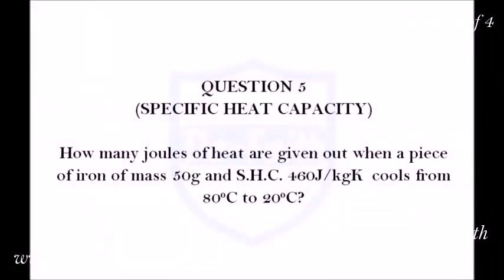How many joules of heat are given out when a piece of iron of mass 50 gram and specific heat capacity 460 joules per kilogram per Kelvin cools from 80 degrees Celsius to 20 degrees Celsius?